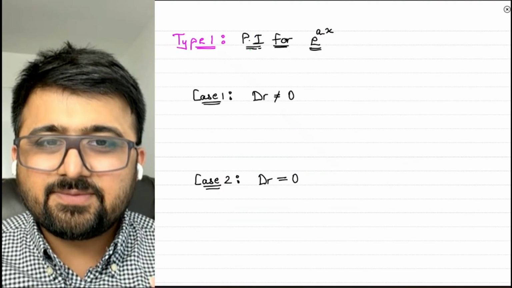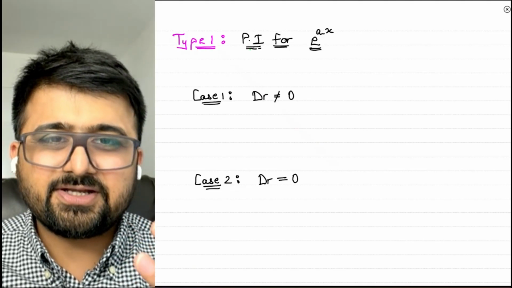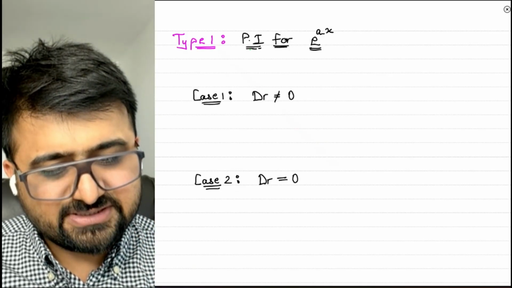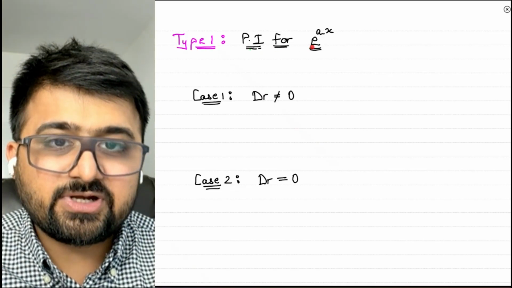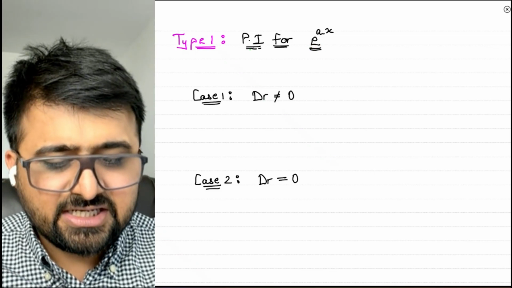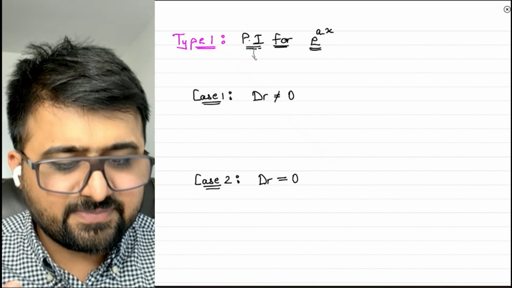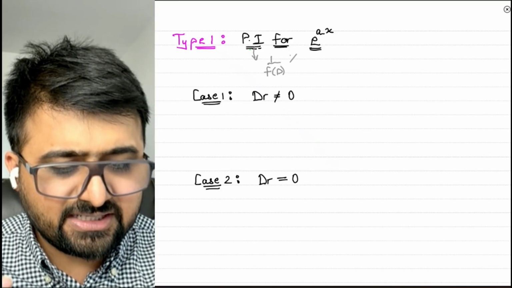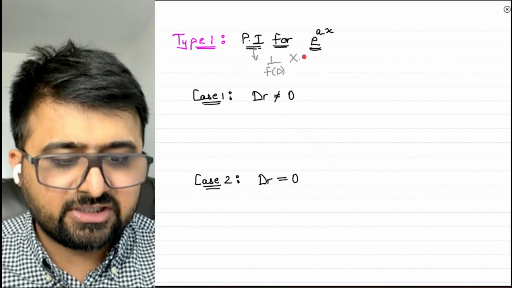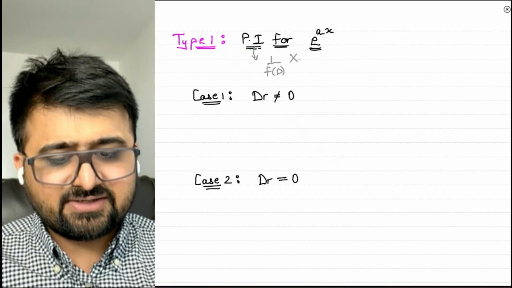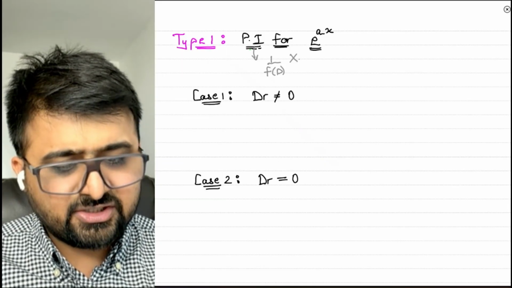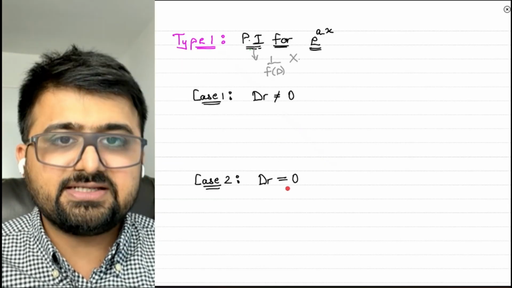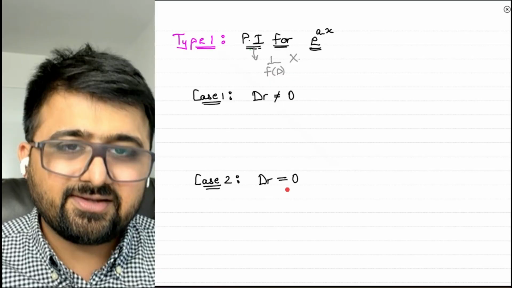Now that we understand the basic definition and meaning of those operators, let's get started with type 1, which is calculating the particular integral for an exponential function e to the power ax. Remember, the particular integral, PI, the way we have defined it, is 1 upon f(D) times capital X, where capital X is a function of small x. There are two cases that we'll look at here: when the denominator is not equal to 0 and when the denominator is equal to 0.